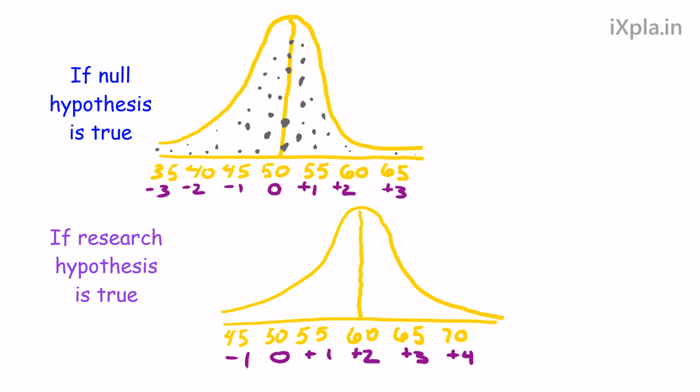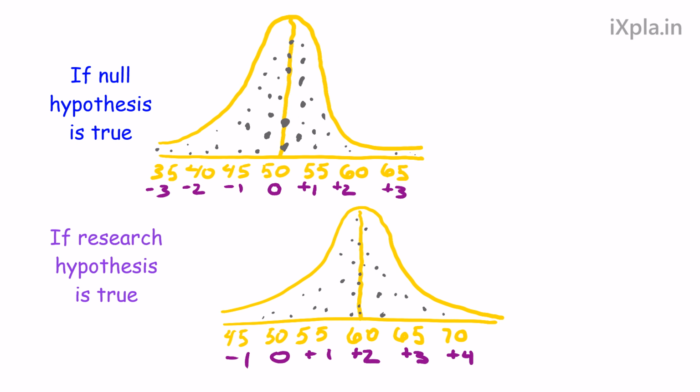In this situation, you expect to get scores close to 60. But you're not going to get 60 exactly because of sampling error. So sometimes you'll get things down here in the tail or up here in this tail. But most commonly, you're going to get things close to 60.